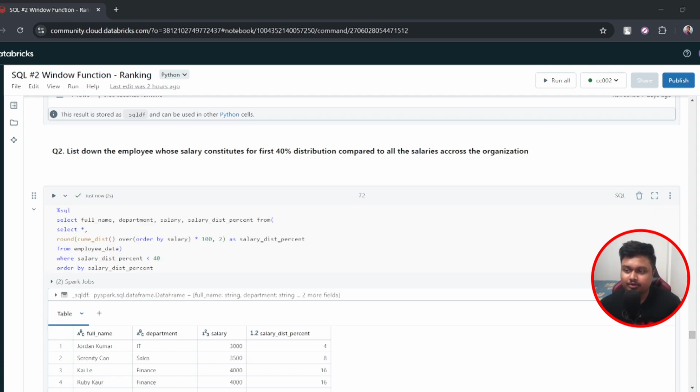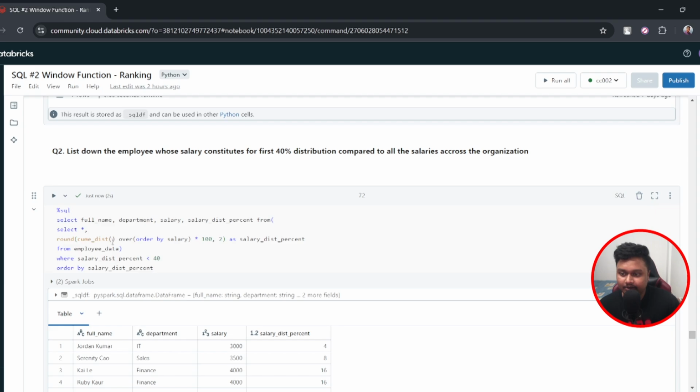So coming to question number 2, list down the employees whose salary constitutes the first 40% distribution compared to all salaries across the organization. If you look closely, this question is quite similar to the one before it. What we have to do is find the cumulative distribution of salaries of each employee across the whole organization and check which of those cumulative distribution percentages are less than 40%. So here is how you do it.